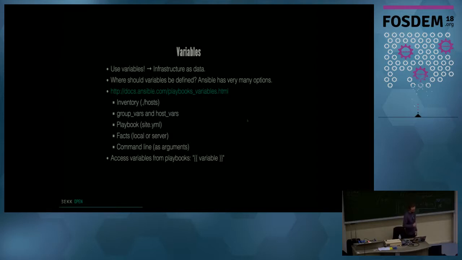And the question is, where should you define your variables? Because Ansible has very many options. As you can see here, you can define it in the hosts file, in the group files and host files, in your playbook. You can use facts, local facts, or server facts, or you could also specify it on the command line. The way you access them is by double curly brackets and the name of the variable. My recommendation is to use as few of these possibilities as possible, and try to stick to one way of defining variables. There might be some reasons for using different techniques. For instance, if you have variables that are specific to one module or one role, then it might be a good idea to have it there.